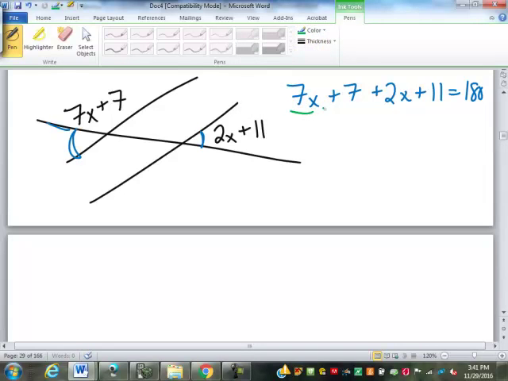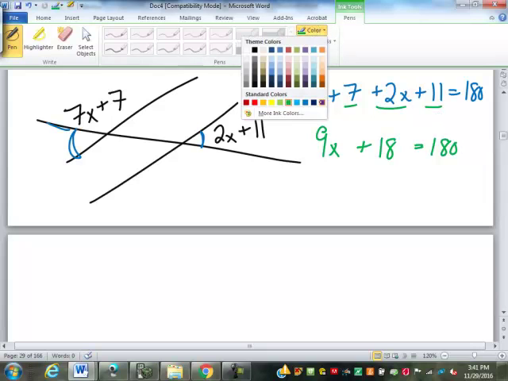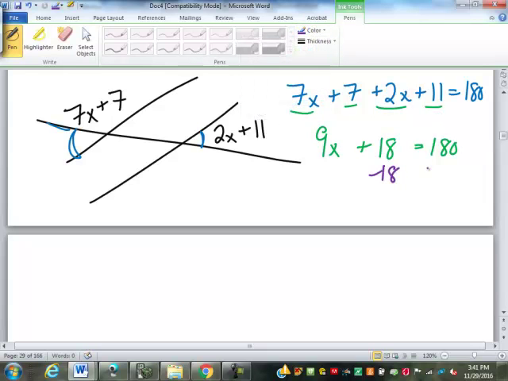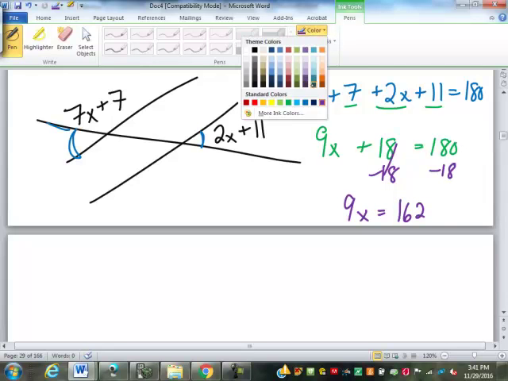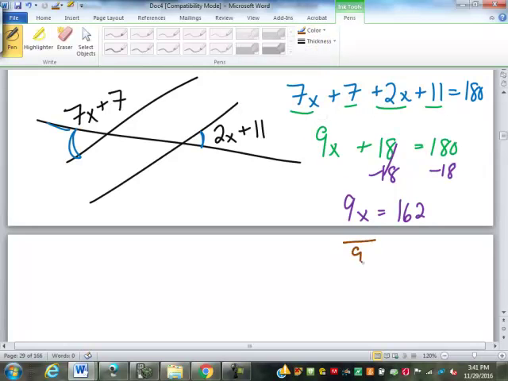So combining 7x and 2x make 9x. 7 plus 11 is 18. So 9x plus 18 equals 180. And now it's just a matter of solving from there. Subtracting 18. 9x equals 162. Dividing by 9. X equals 18.